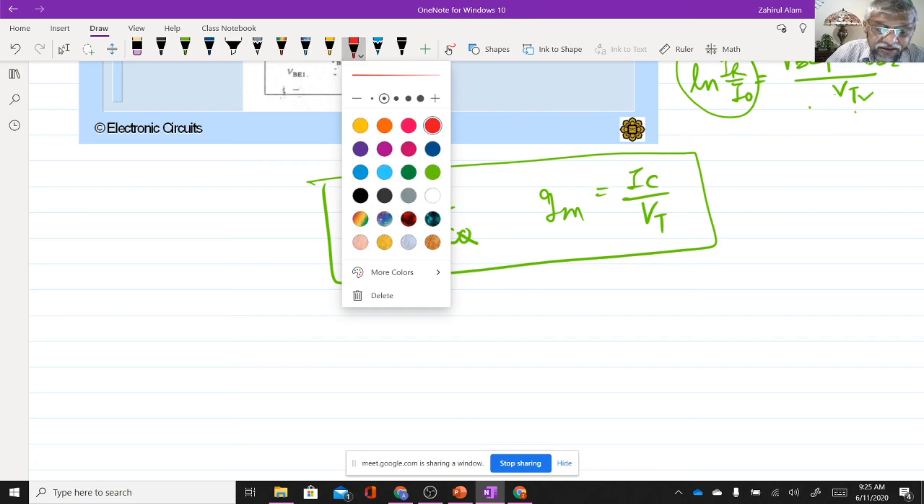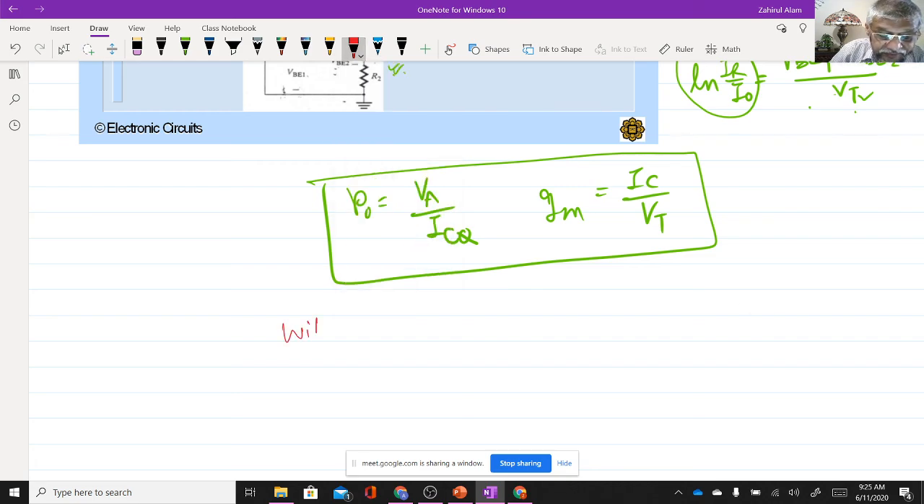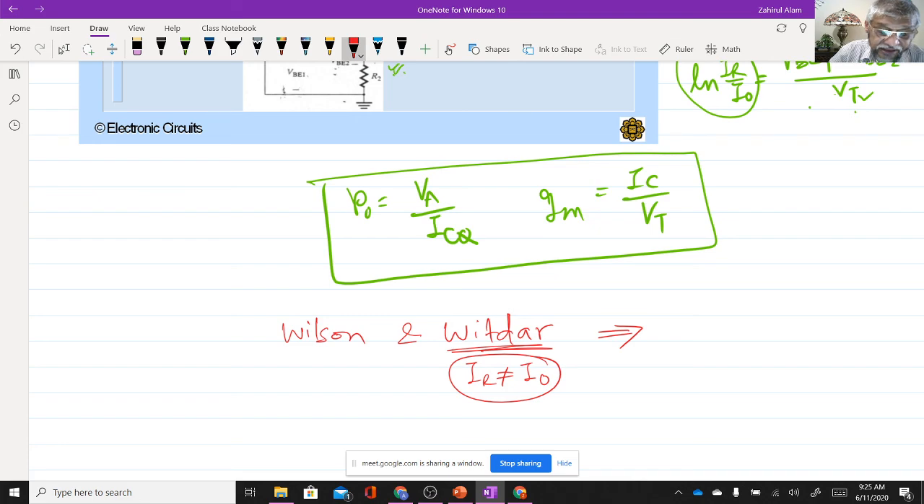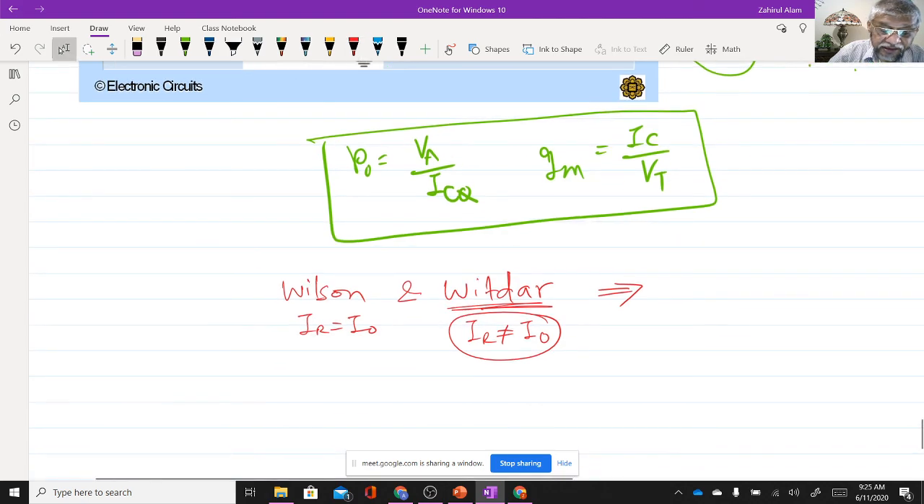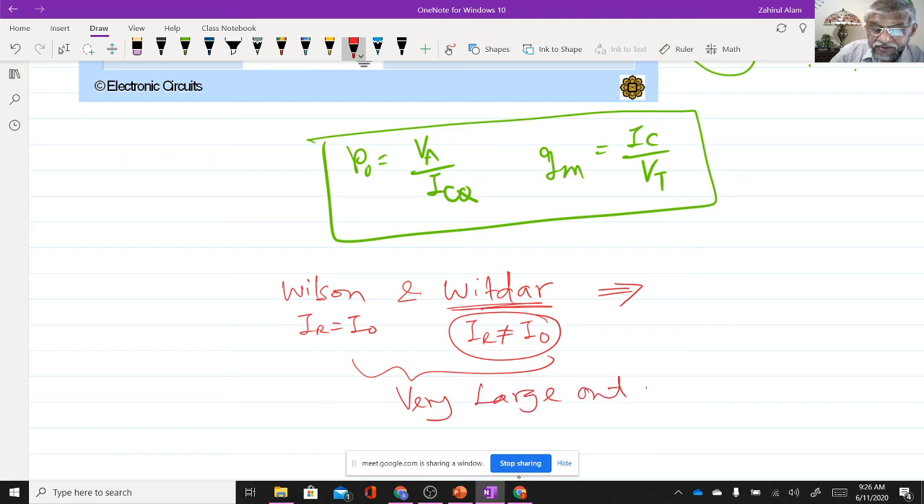Now these two current sources, Wilson and Widlar. So this is current reference. For Widlar, IR is no more equal to I naught, because they have a smaller current ratio. We can reduce the current. And for Wilson, IR is equal to I naught. From these two configurations, we can get very large output resistance.